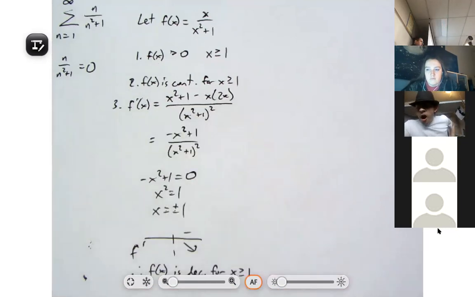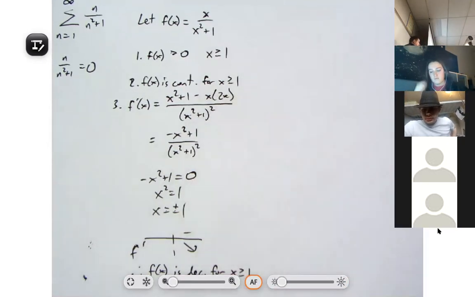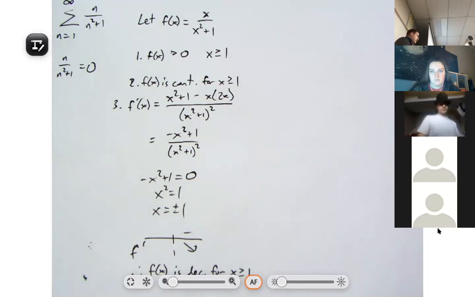The reason I did it on this particular problem was, number one, to refresh your memories on quotient rule, because it's been a while since we've done that, and doing sign charts and finding intervals of decreasing. So I wanted to practice that one more time. But in all honesty, if you're doing an integral test problem on an FRQ, if you just stated f of x is positive, f of x is continuous, and f of x is decreasing, you'd be fine.